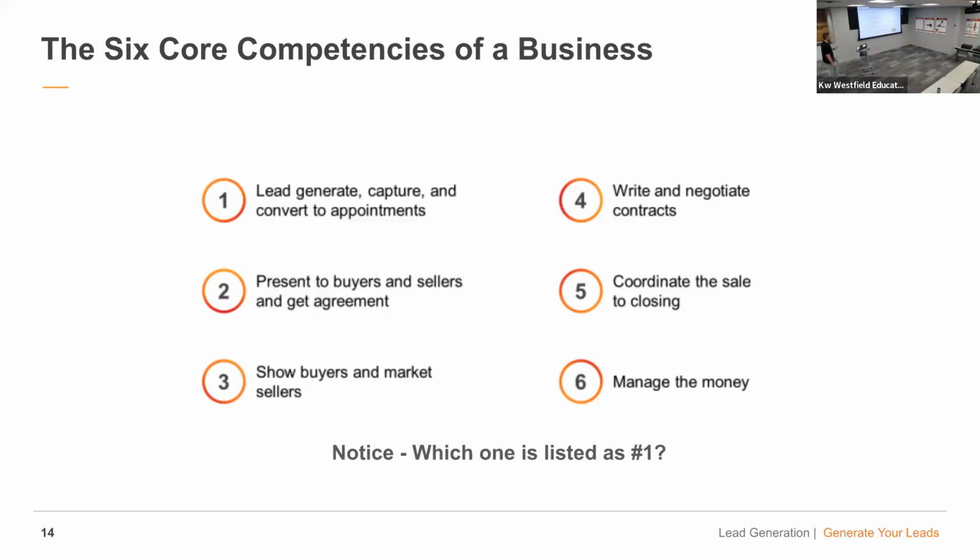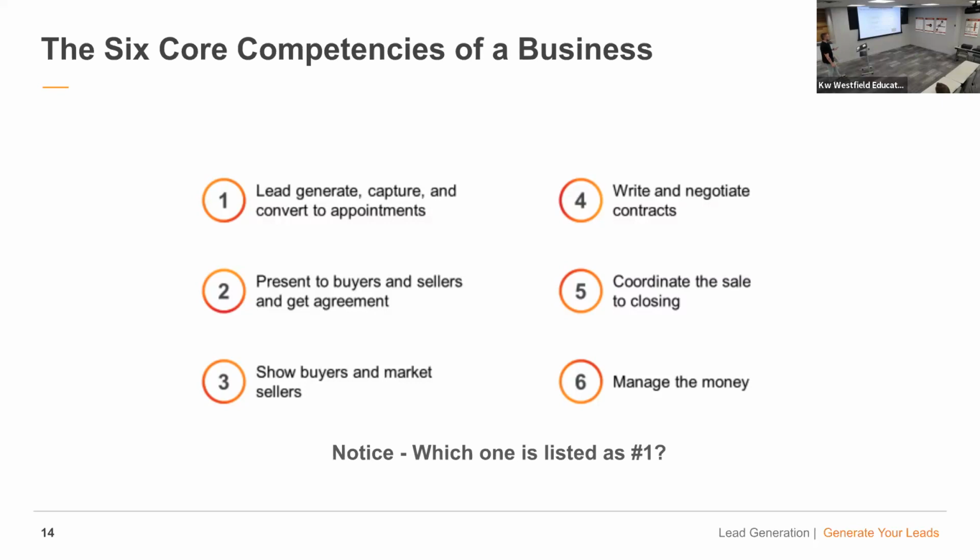So we're going to quickly talk about the 6 core competencies of a business. First core competency is lead generate, capture, and convert to appointments. Number 2 is present to buyers and sellers and get an agreement. So again, you get the lead, you generate it, you capture the lead, meaning get their contact info, you convert it to an appointment. An appointment's an opportunity to do business with them. You present in that appointment to buyers and sellers and then get an agreement.